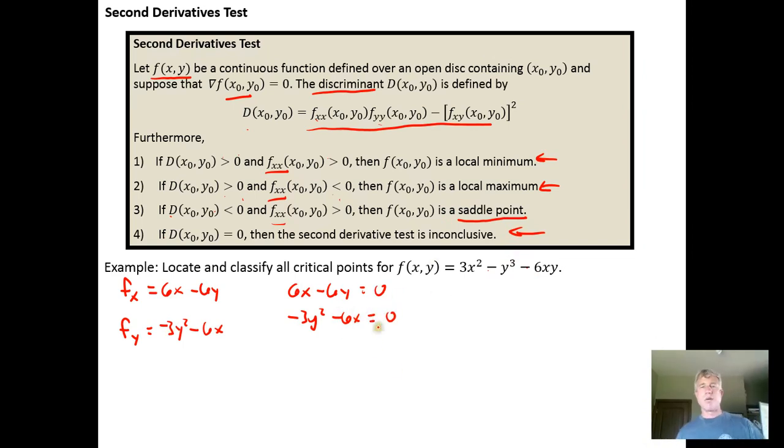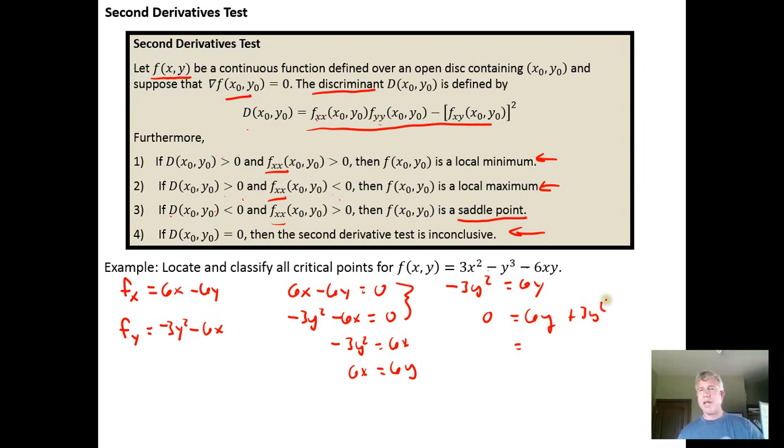So we set 6x minus 6y equal to 0, and we set minus 3y squared minus 6x also equal to 0. Notice if I add 6x to each side here, I get 3y squared equals 6x. And if I add 6y to both sides here, I get 6x equals 6y. So by the transitive property of equality, for the two equations to be simultaneously equal to 0, I need negative 3y squared to equal 6y. If I add 3y squared to both sides, we'll get 0 equals 6y plus 3y squared.